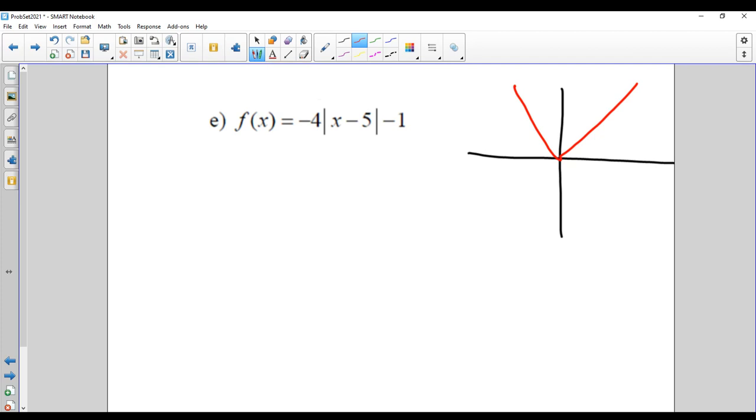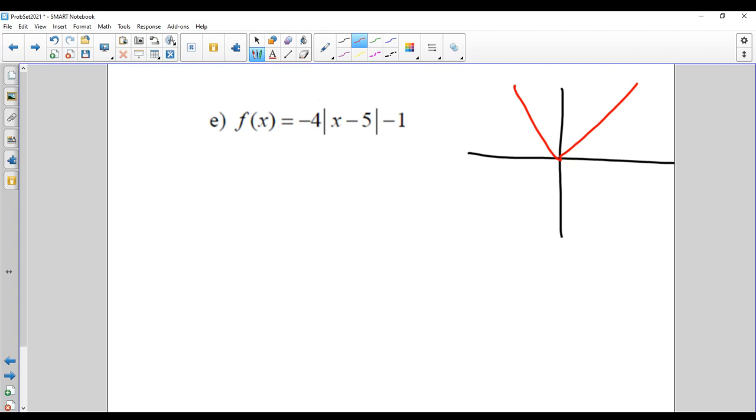Can somebody now give me the domain? And let me come in the front of the room here, Sahil. Give me a domain and range for something looking like that red graph. Keep going. Greater than or equal to 0. Yeah. Okay.